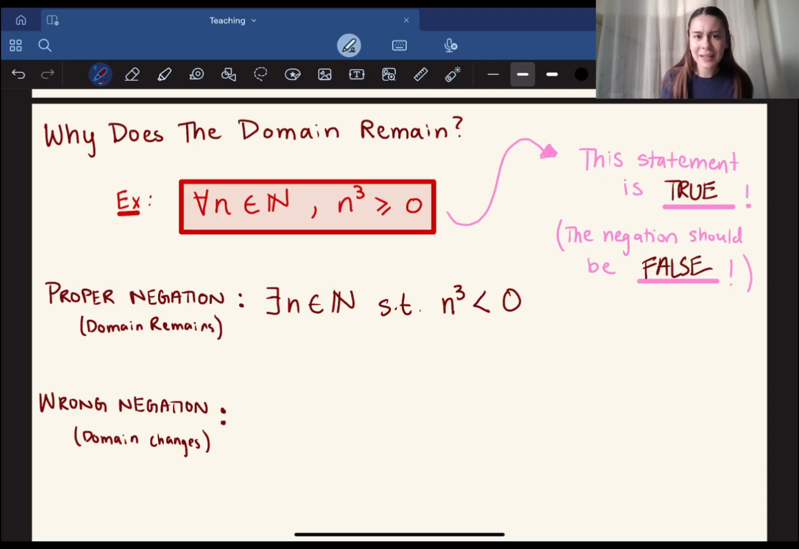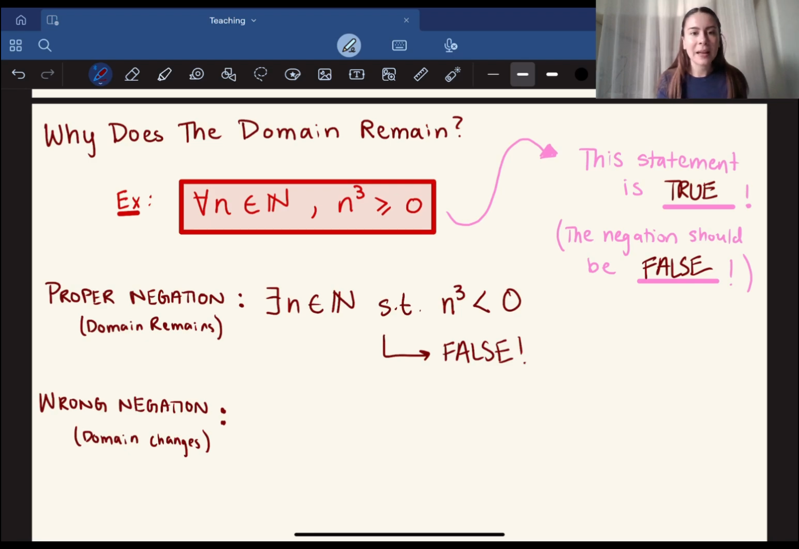Well, this does seem false, right? Because any natural number that we take, if we cube it, it should be positive. It should be greater than or equal to 0. So this is false. We can't find any natural number where if we cube it, we get a negative number. That doesn't seem to make sense.